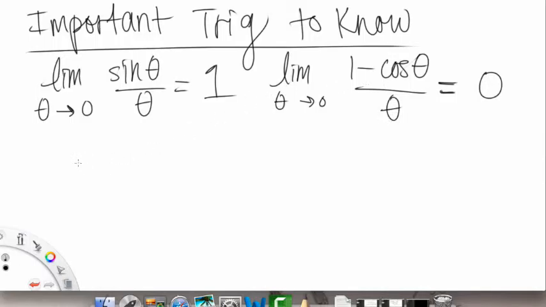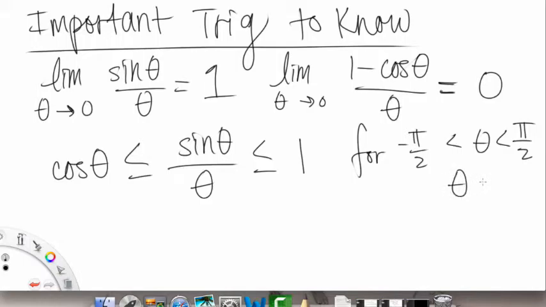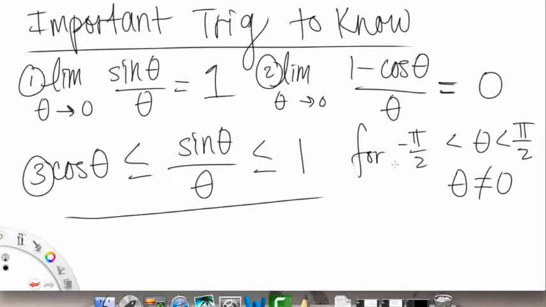Alright, and then also something to note is that cosine theta is always less than or equal to sine theta over theta, which is less than or equal to 1, for negative pi over 2 less than theta less than pi over 2. So basically on the right half of the unit circle, given that theta is not equal to 0, this statement holds true. So these three things that I've shown you here, number 1, number 2, and number 3, include all of this stuff.